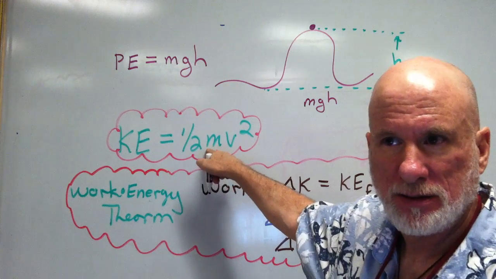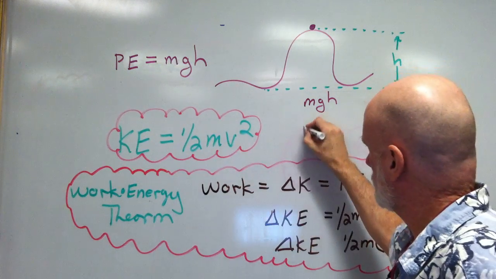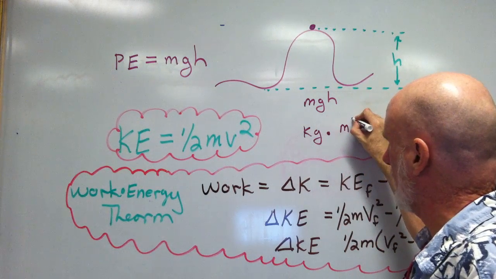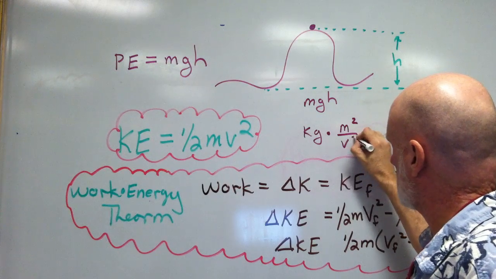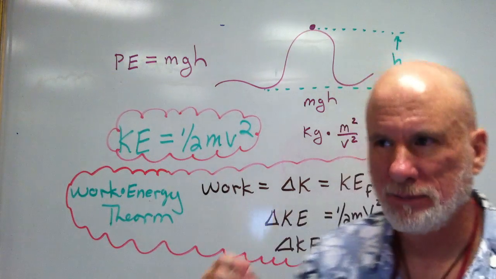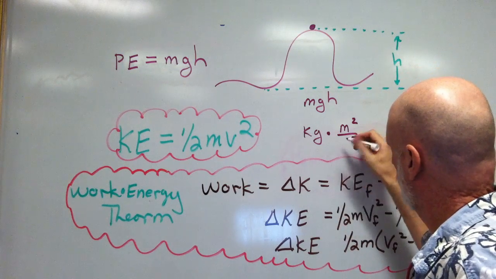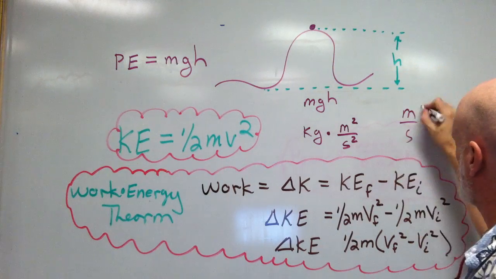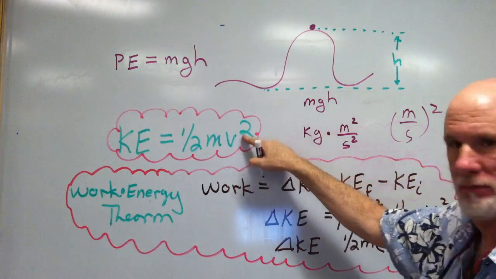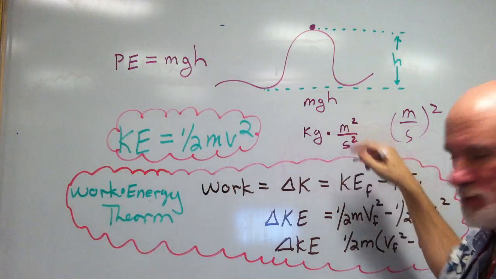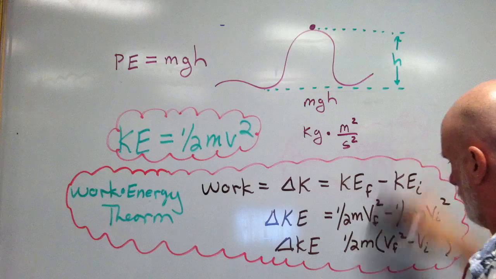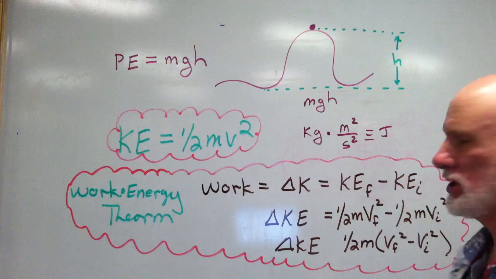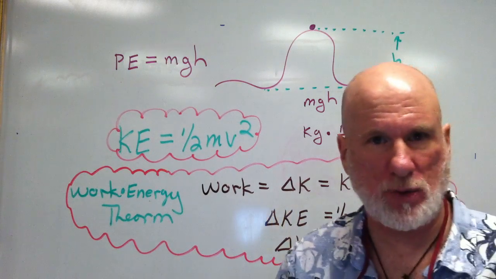This is mass, right? Kilograms. Kilogram times meter per second, squared, right? That is meter squared per second squared. So this equals joule. That's how you define a joule, right? Kilogram meter squared per second squared.